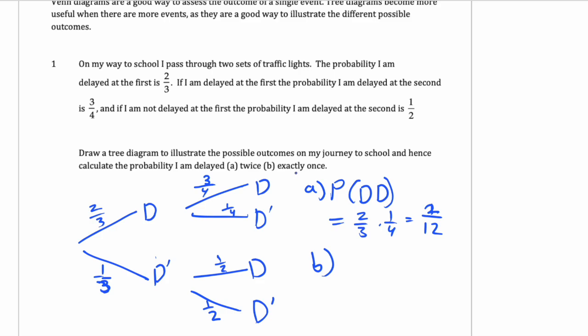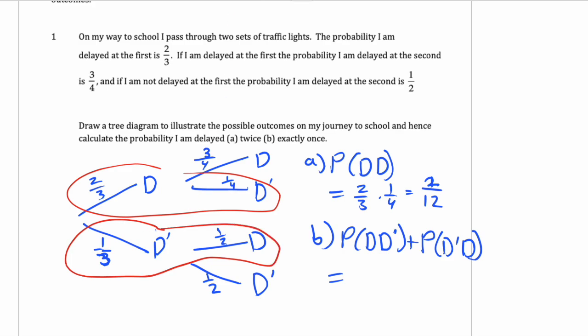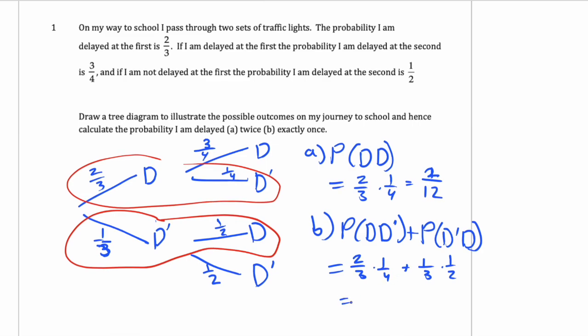Okay, delayed exactly once means delayed on the first day, not delayed on the second day, plus not delayed on the first day, delayed on the second day. Those are the two possibilities. And that represents these two branches here, this one and this one. So let's put in the probabilities. 2/3 times 1/4 plus 1/3 times 1/2. And if you do it manually or put it into your calculator, it should spit out 1/3.